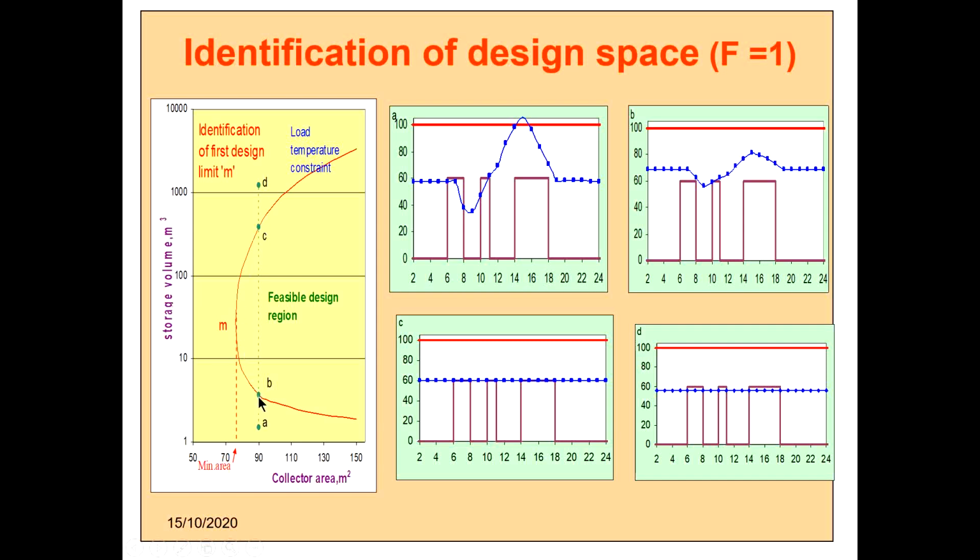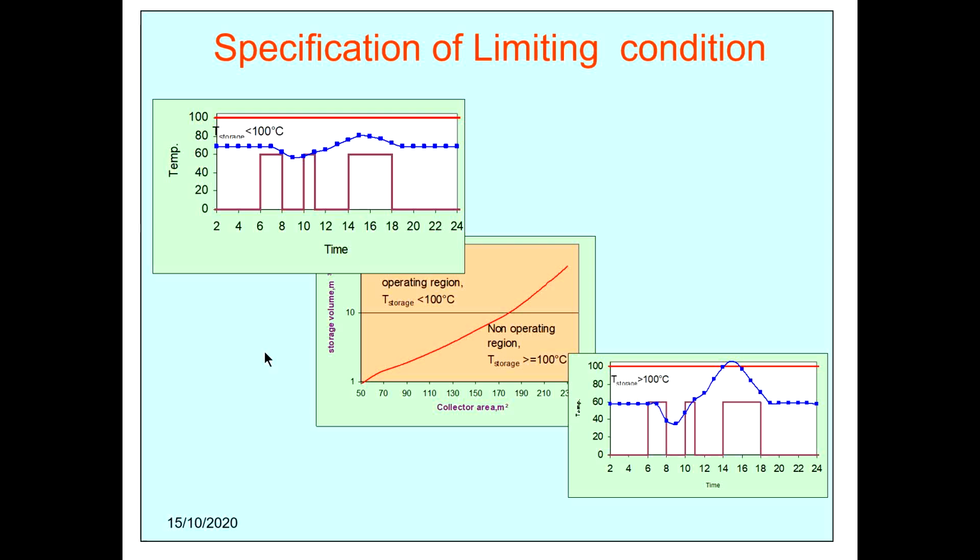So what does this mean? At 90 meter square collector area, storage tank volumes from this to this are all possible feasible designs. And then I again reduce the collector area and try this. So like this, if I go on decreasing the collector area, I will get a unique point, that is a minimum collector area and minimum storage volume at which I will get the desired solar fraction. Now this curve is obtained at a desired solar fraction. I have to set this for a desired solar fraction.